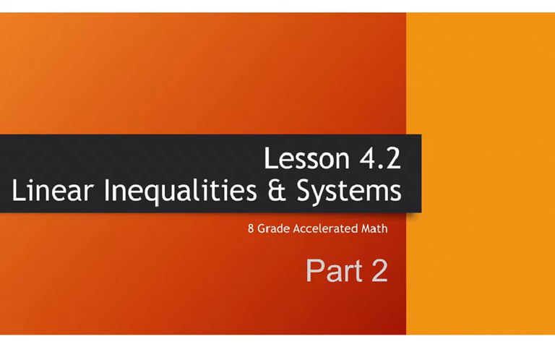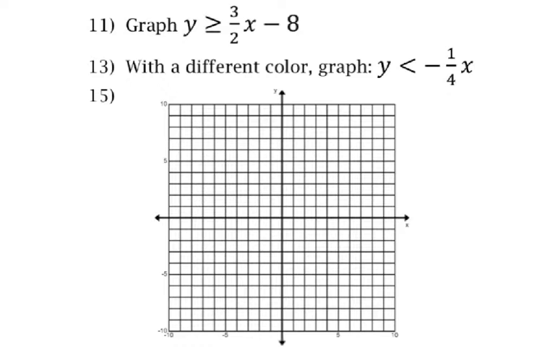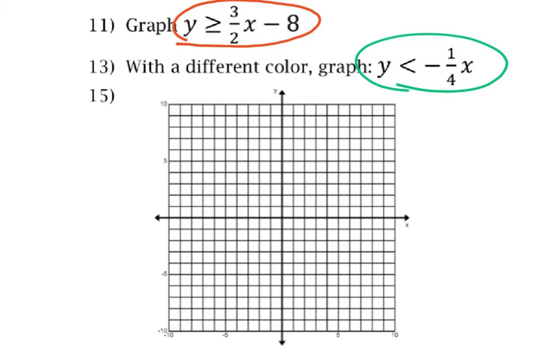This is part 2 for lesson 4.2, Linear Inequalities and Systems. Continuing on, we are now going to do two different inequalities. So the first one, we're going to graph in red. You can, of course, use whatever color you want. I'm going to do the second one in green so I can tell which one's which.